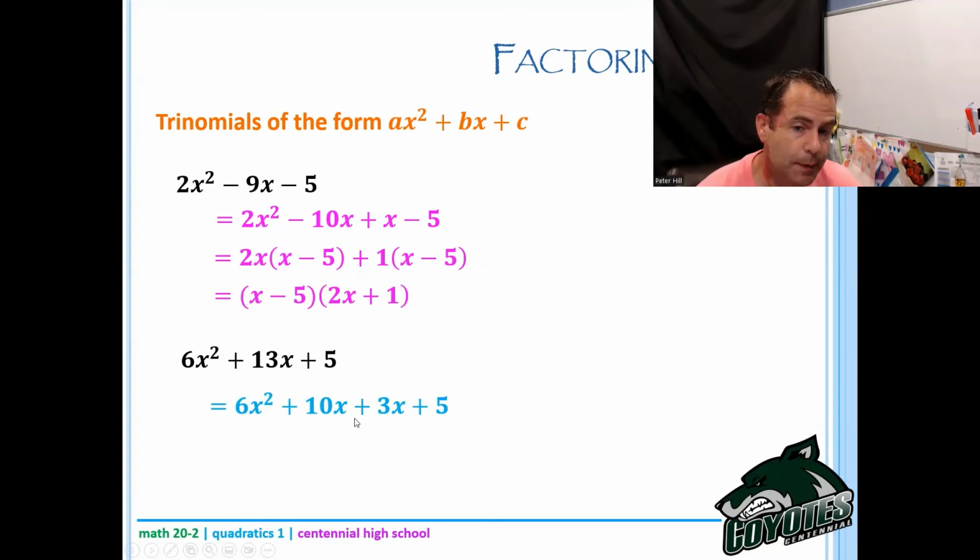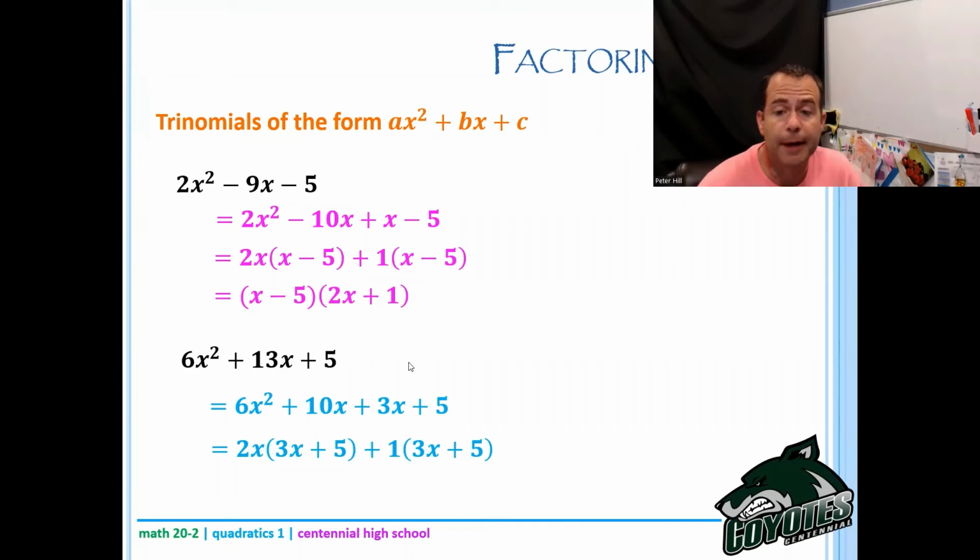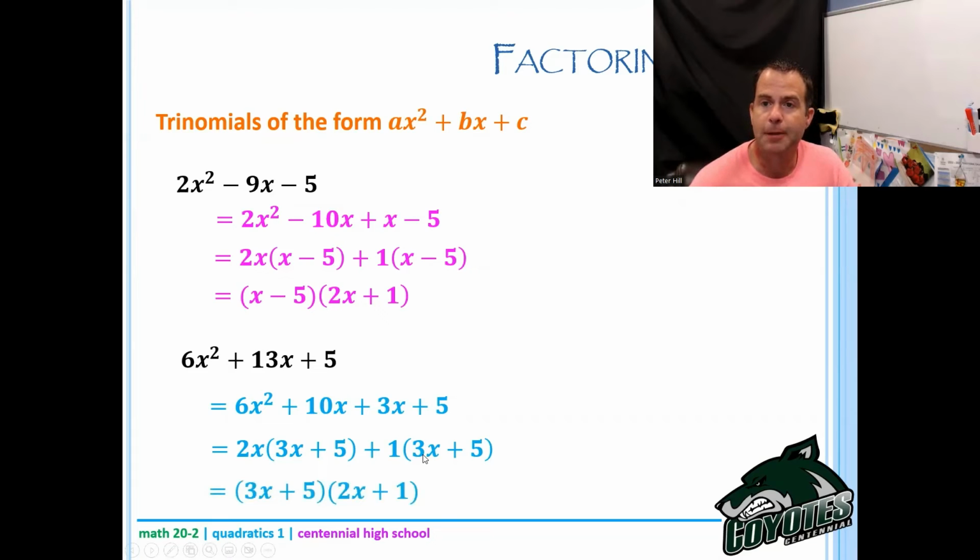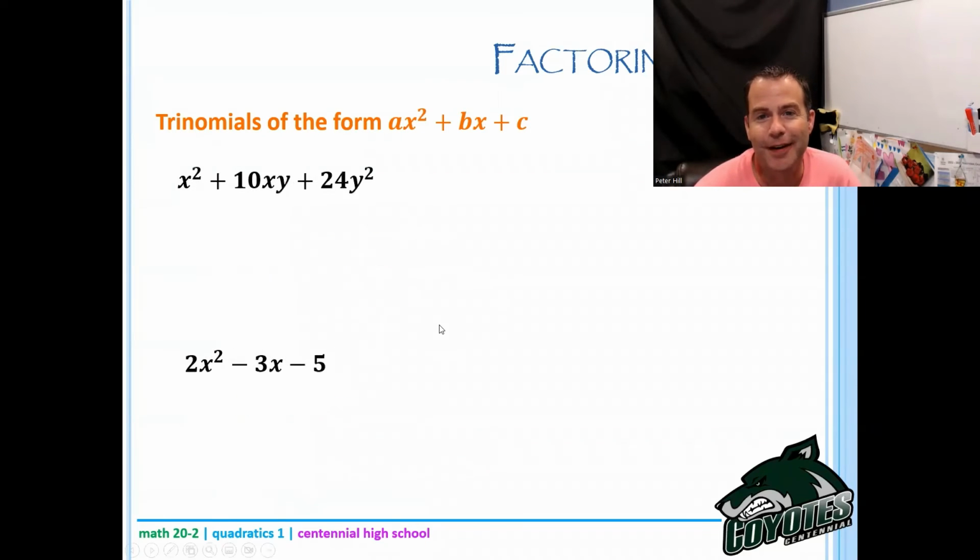Okay, so 6x squared plus 10x, I'm looking for a greatest common factor. I can take out a 2x there and be left with 3x plus 5. Taking out a 1 from the back and be left with 3x plus 5. So now my heart goes pitter-patter because I have that 3x plus 5 as a common factor to both of these terms. I can pull out the 3x plus 5 and be left with 2x plus 1. Okay, we got this, guys. We got this. All right, let's try again.